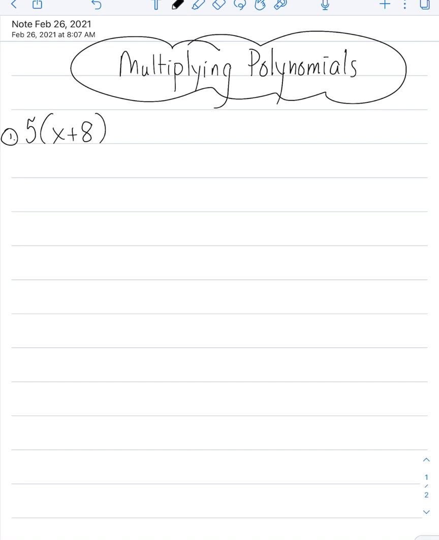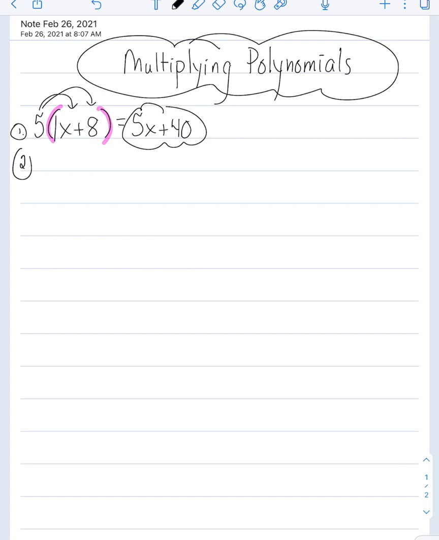When you see this, the first thing I want to remind you of is if there's no symbol between a number and a parenthesis, that means multiply. And the strategy that we've used for quite a while to multiply is the distributive property. Well, we're going to use that here as well. So 5 times 1x is 5x, and 5 times 8 is 40. So this simplified expression or polynomial is 5x plus 40. Just a reminder, this is a binomial with a leading coefficient of 5.